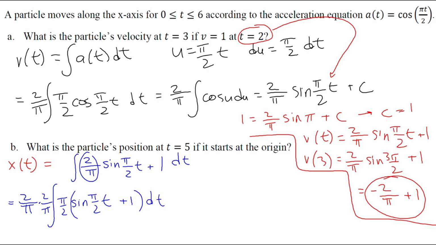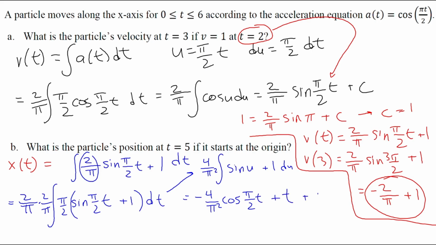And of course, when we integrate this now, right, this just becomes the sine of u plus 1 inside of here. So we've now got 4 over pi, and then the integral of sine of u plus 1 du, the integral of, sorry, not 4 over pi, but 4 over pi squared. And the integral of sine of u is negative cosine, right? So what we end up with is negative 4 over pi squared cosine u, or cosine pi over 2t, plus the integral of 1, which is just t, plus some other constant, which we'll call d.